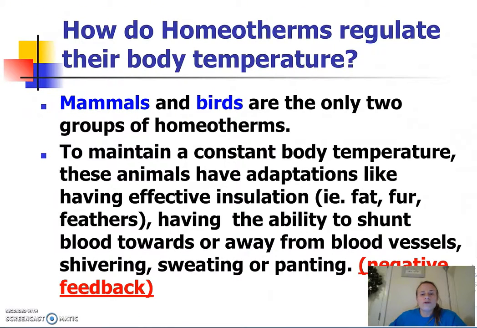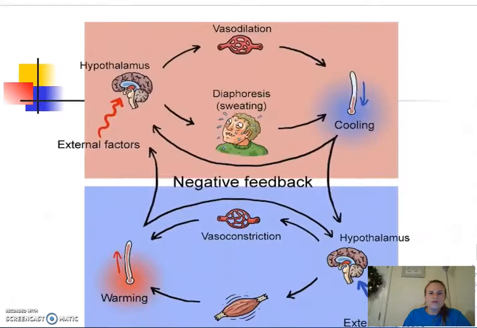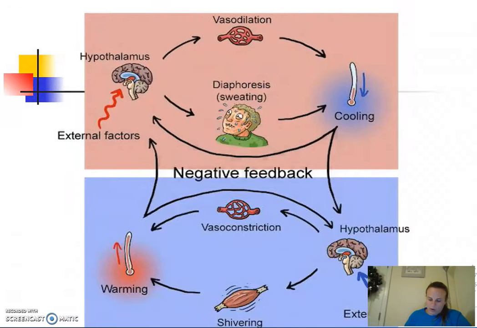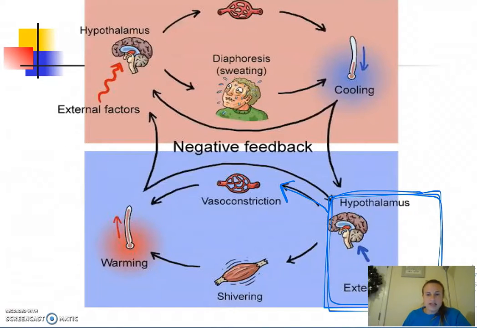But how do homeotherms regulate their body temperature? Homeotherms are endotherms. Mammals and birds are the only two groups of homeotherms. And the way we regulate our body temperature is through negative feedback systems. So for example, let's say that it's cold outside, right? My hypothalamus registers that through external factors, my body is too cold. What that enables us to do is vasoconstriction and shivering, which results in our body warming up.